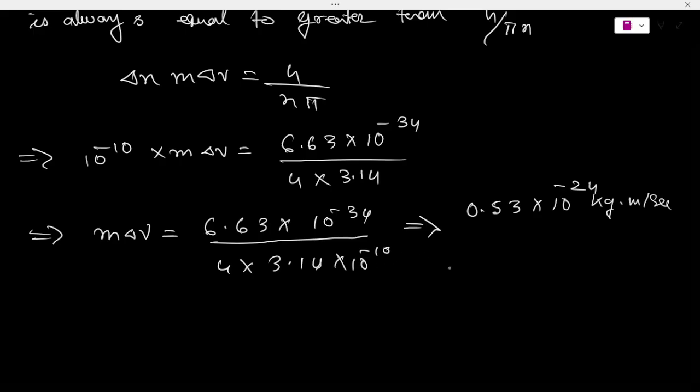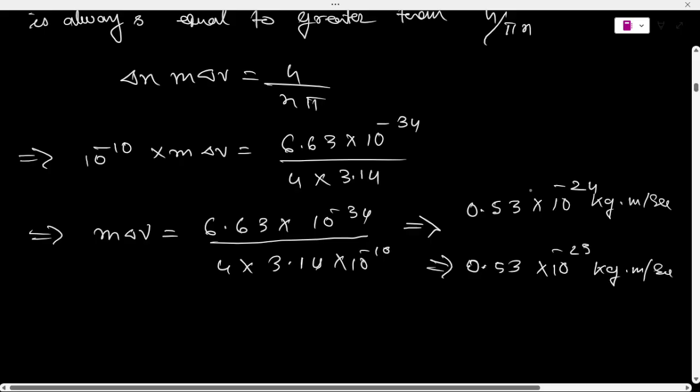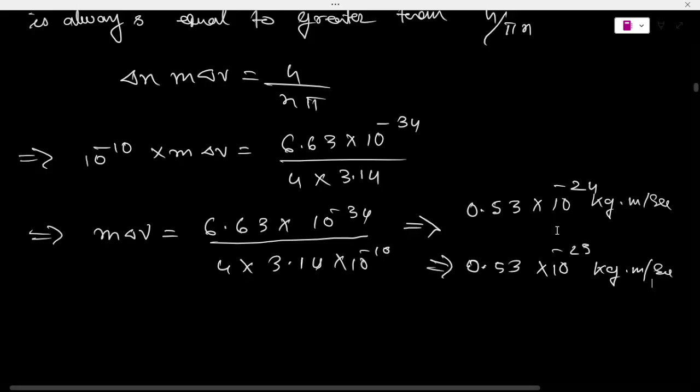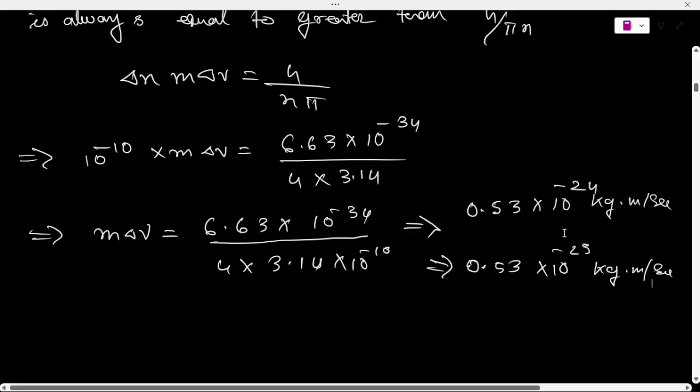So after that it will be 0.53 into 10 to the power minus 25 kg meter per second. So this will be the answer to this question. And for question number D, let's write question number D here.